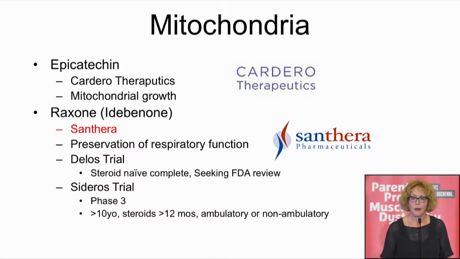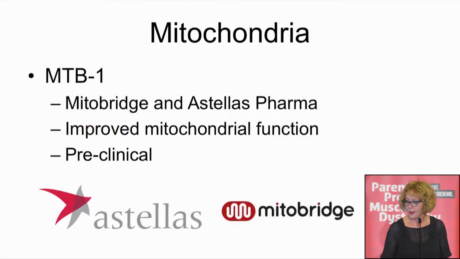Mitochondrial biogenesis. So the mitochondria is the furnace in the cell. So it's really the powerhouse or the furnace that keeps that cell going. In Duchenne muscular dystrophy, we not only have fewer mitochondria than normal, we have mitochondria that don't function efficiently. So there are drugs that are trying to really improve the mitochondrial functioning, and that is epicatechin, which has been in a small study, and really trying to see what it's going to do next. So we won't hear about epicatechin, but Santhera is going to talk about idebenone or Raxone and where they're going with that study. More mitochondria with Astellas, with MTB1.